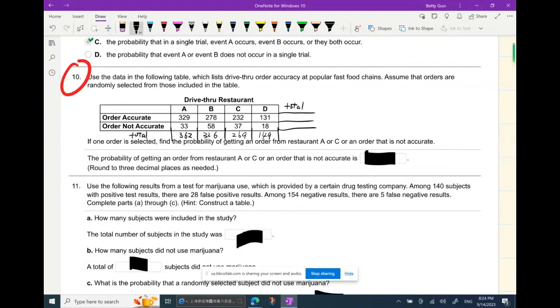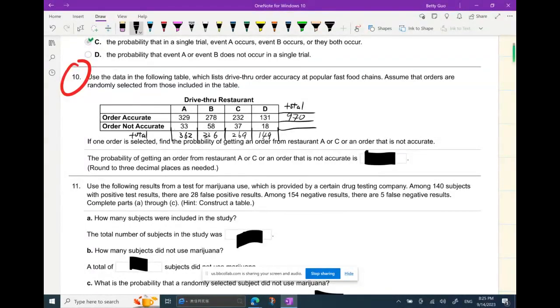Now I go by row. I'm going to use a calculator to add them up, because you have to find the total anyway if the question doesn't give it. In all the math problems with a table, you have to find the total yourself. So let me add 329 with 278 with 232, 131. So the sum of the first row is 970.